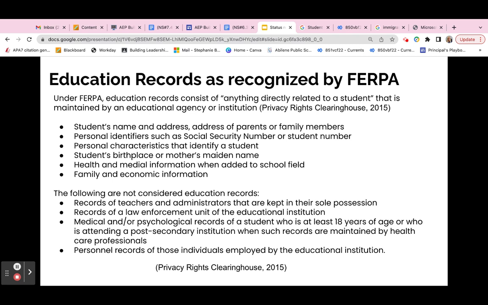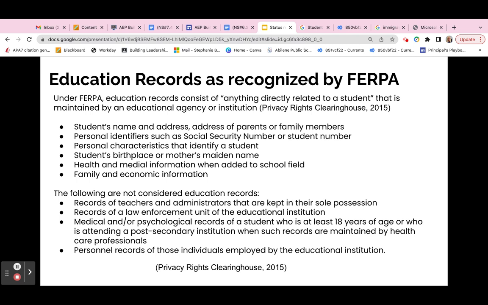So, what are education records as recognized by FERPA? Under FERPA, education records consist of anything directly related to a student that is maintained by an educational agency or institution. So, that could be the student's name and address of parents and family members, personal identifiers such as your social security number or your student number as designated through government, and personal characteristics that identify a student: birthplace, mother's maiden name, family and economic information.